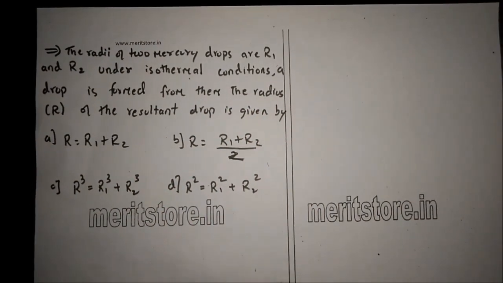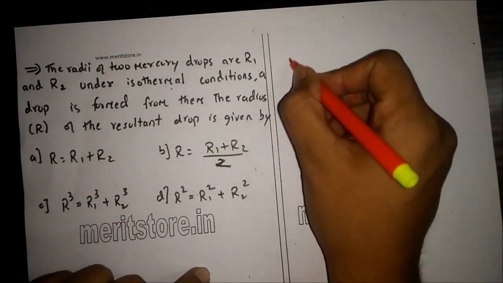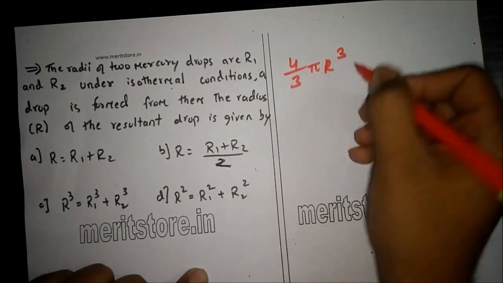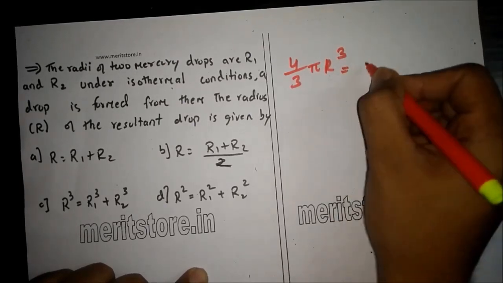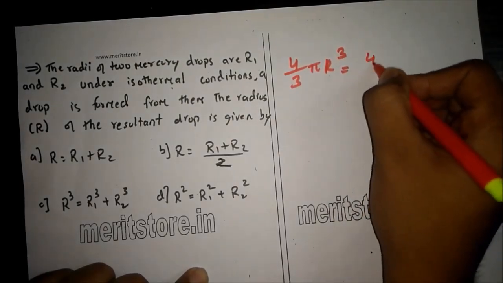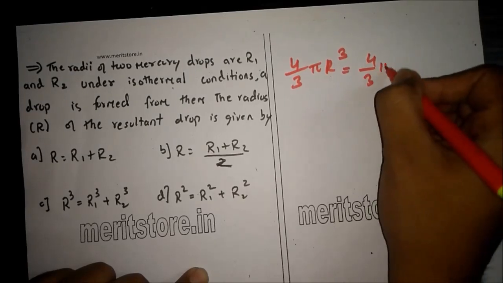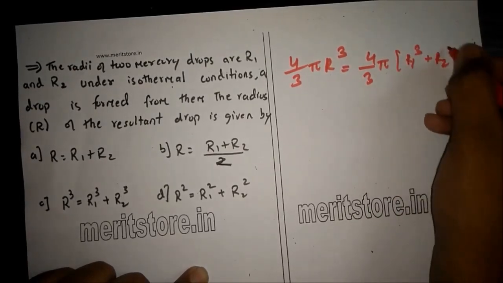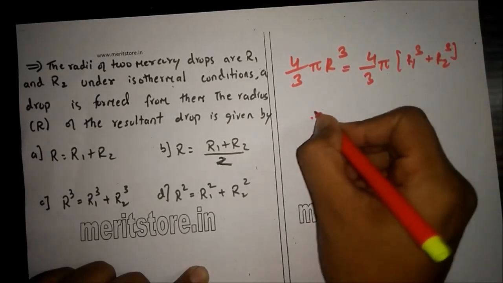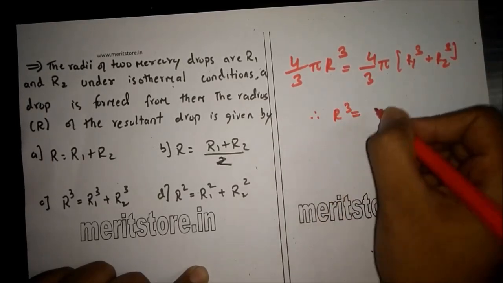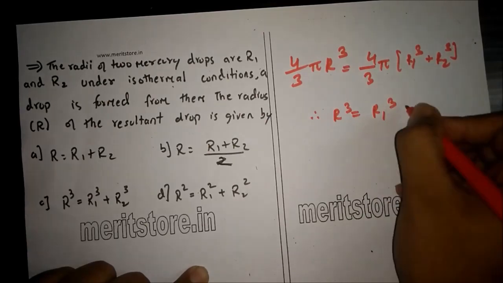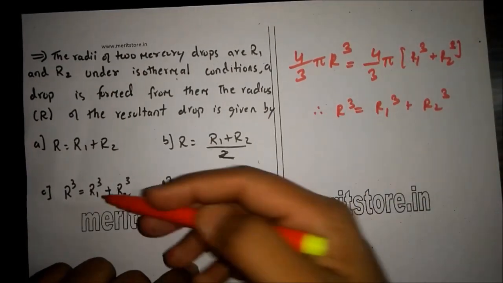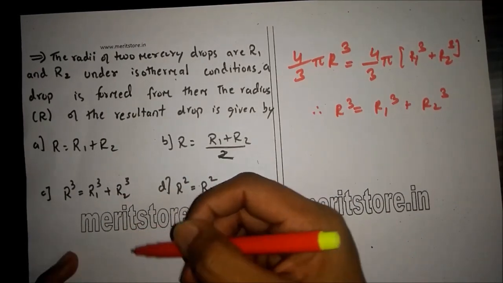Now, since the radii are given R1 and R2, therefore 4 upon 3 pi R cube, this is the volume of the resultant drop, will be equal to the sum of the volumes of both the drops, which is R1 cube plus R2 cube. Therefore, R cube will be equal to R1 cube plus R2 cube. Therefore, this is the answer. The correct answer from all the options is option C.